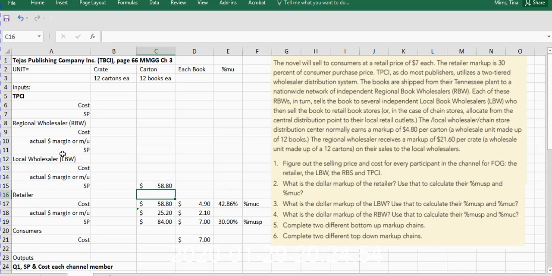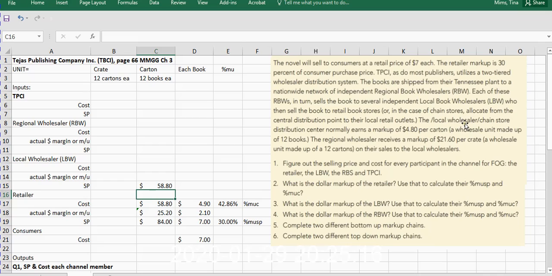Okay, so now we have the cost for the retailer, which means we have the selling price of the first local wholesaler. Now let's see what the case says about the local wholesaler. It says the books are shipped from the Tennessee plant nationwide to regional book wholesalers. Each of these regional book wholesalers in turn sells the books to several local book wholesalers who then sell the book to the retailer. Well, that's a lot of selling.